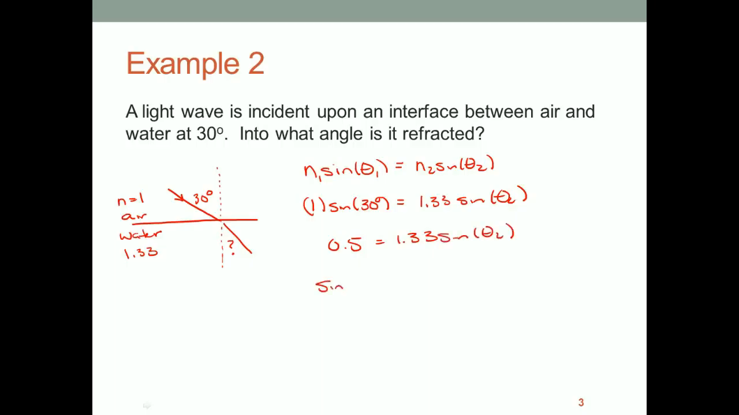I can rearrange this so that the sine of the unknown angle equals 0.38. And then to pull the angle out, I have to use an inverse sine. So theta 2 equals 22.1 degrees. And that is my answer. As expected, when I go from low index to high index, I refract towards the normal. Therefore, my refracted angle is less than my incident angle.